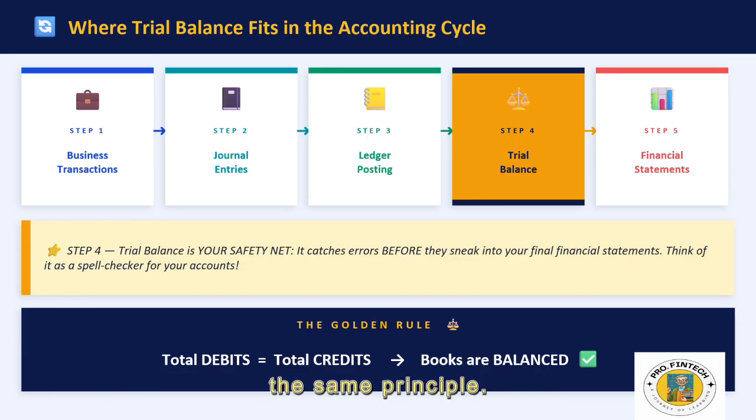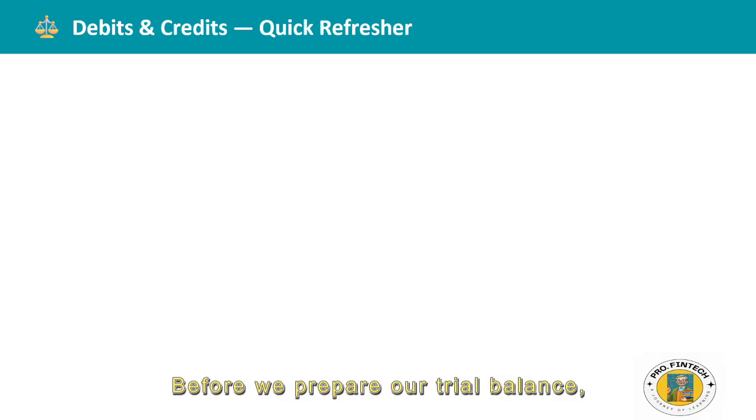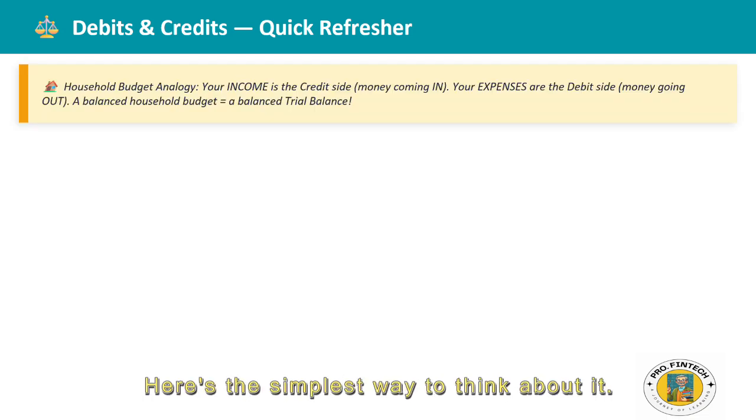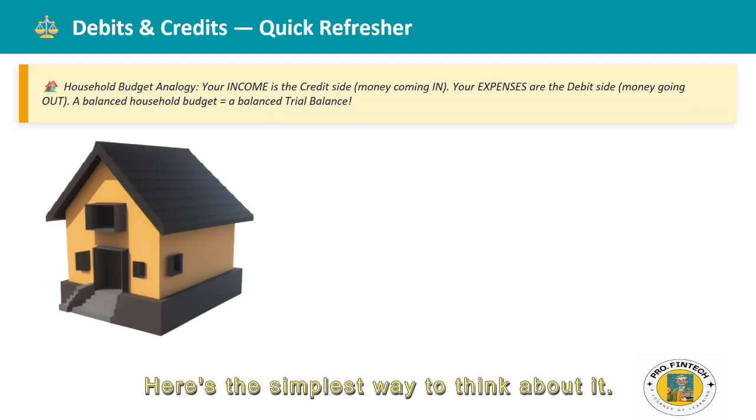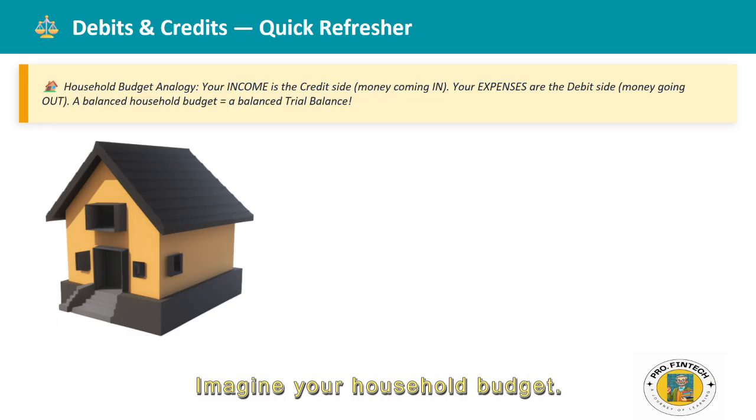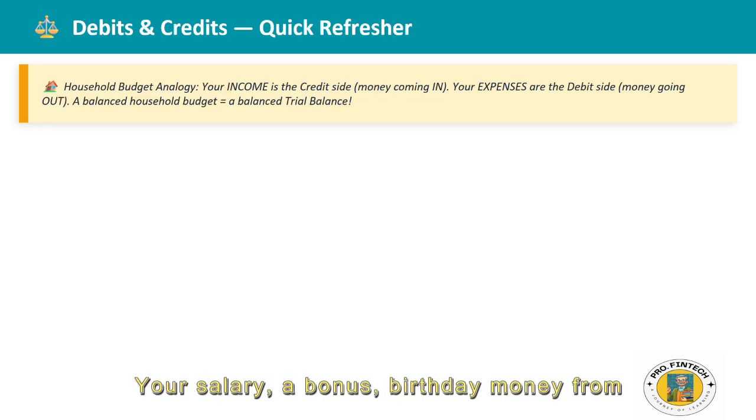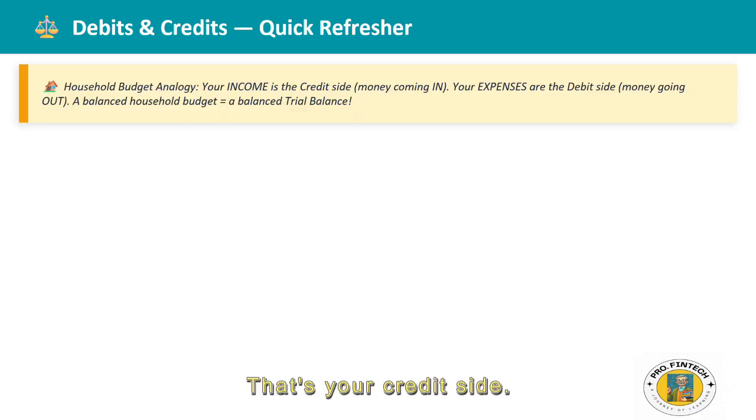That's the same principle. Before we prepare a trial balance, we need to make sure we are comfortable with debits and credits. Don't worry, I'm going to make this painless. Here's the simplest way to think about it. Imagine your household budget. Every month, money comes in: your salary, a bonus, birthday money from grandma. That's your credit side.